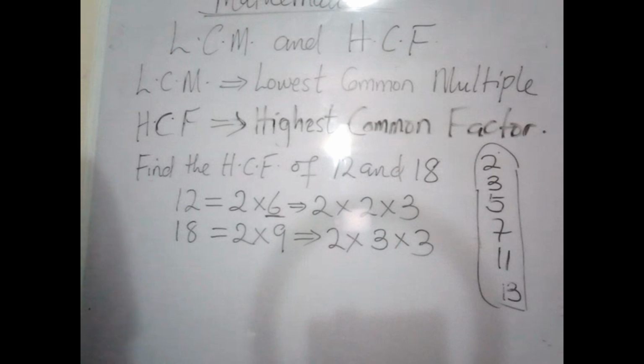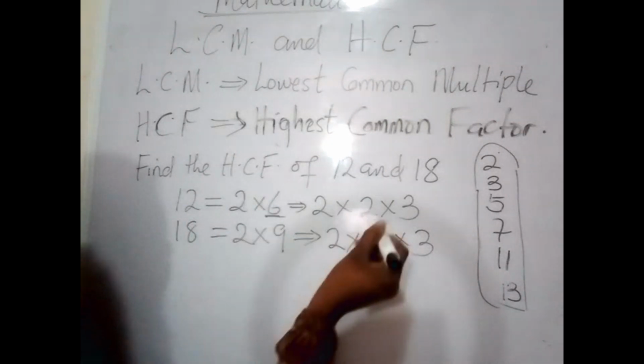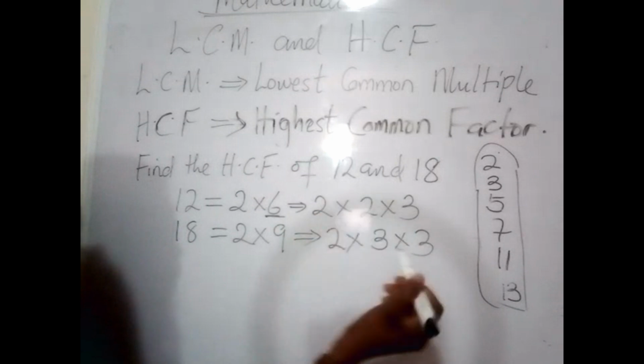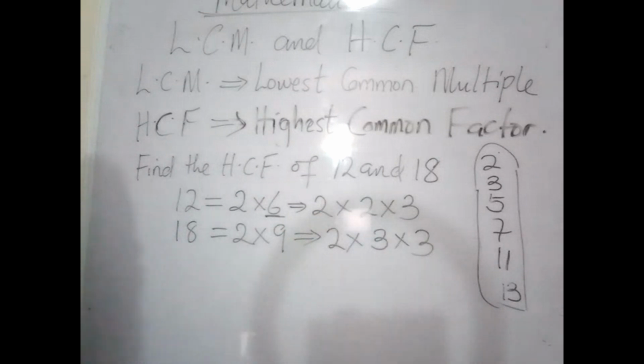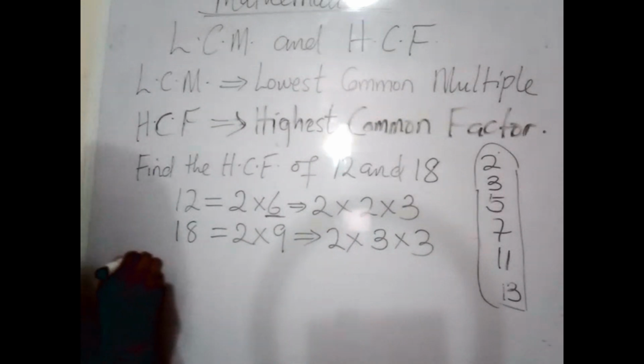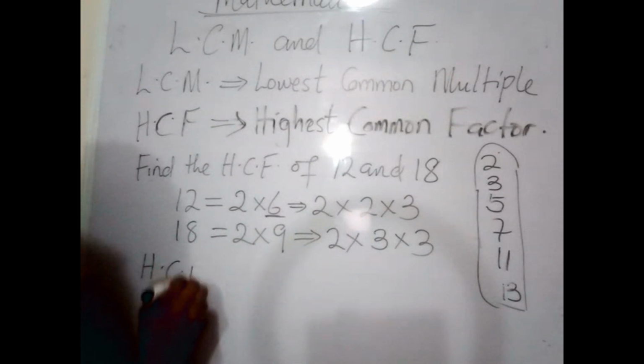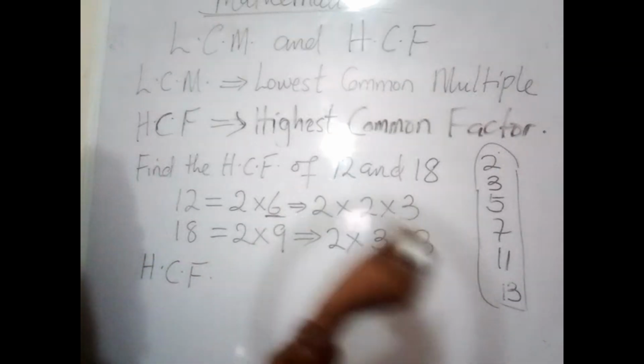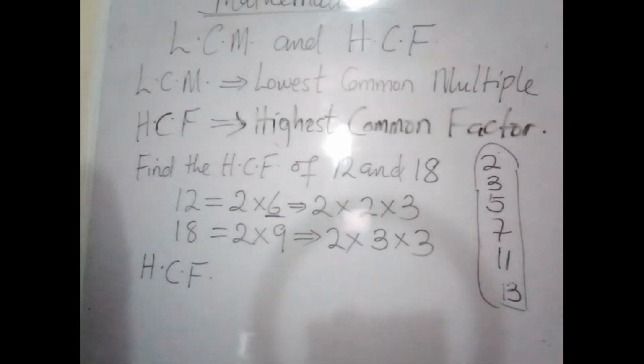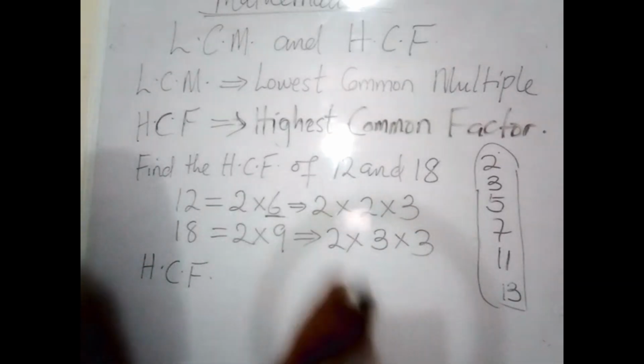But remember, we said that in the case of LCM, we pick 2 times 2 up here, and we pick 3 times 3 down here. We multiplied everything. We got 36. But in the case of HCF, you will only pick the prime factors that are common to the two numbers. You pick what is common to the two numbers.